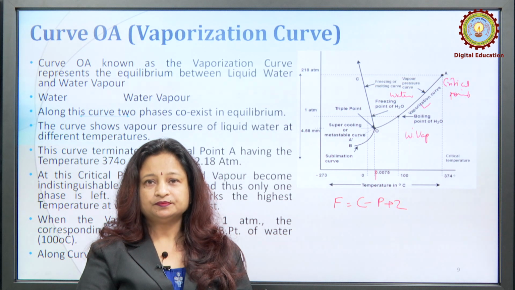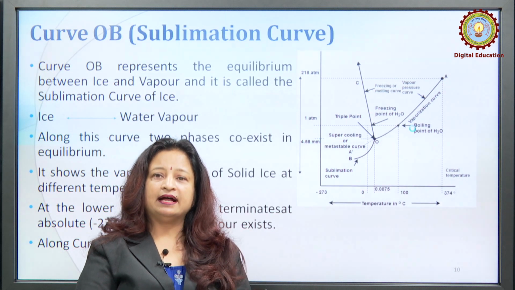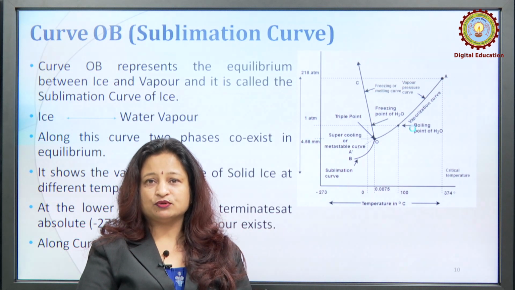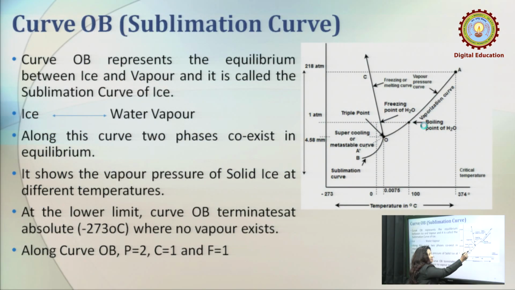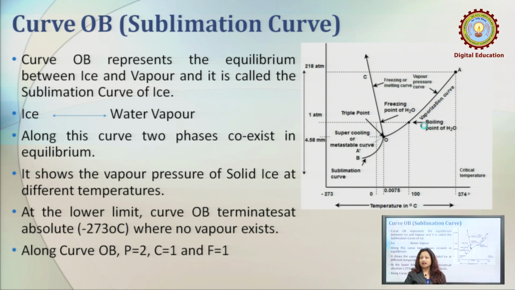So, all the lines and curves represent the univariant system, that is degree of freedom will be 1 only. Now, let us move ahead, and this is the curve OB that we are going to consider here. What is curve OB? This curve OB represents the equilibrium between solid ice and water vapor. Solid ice and water vapor means it represents the process of sublimation, and that is why it is also known as sublimation curve of ice.